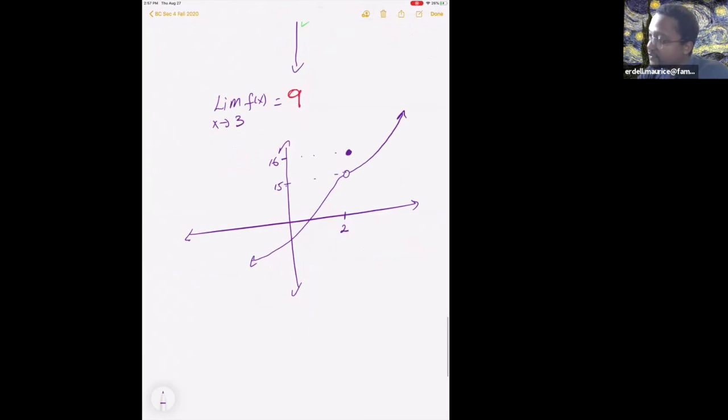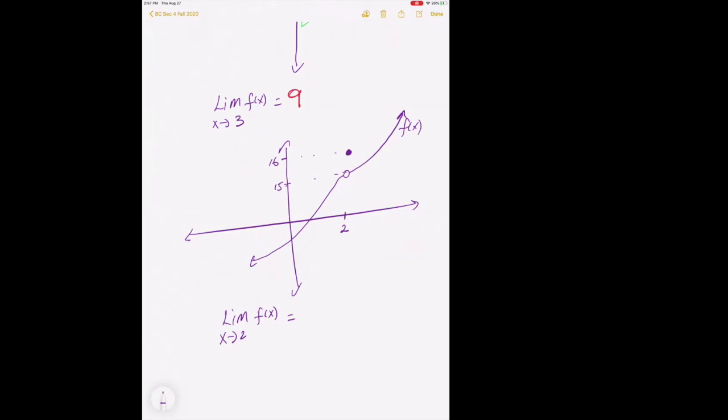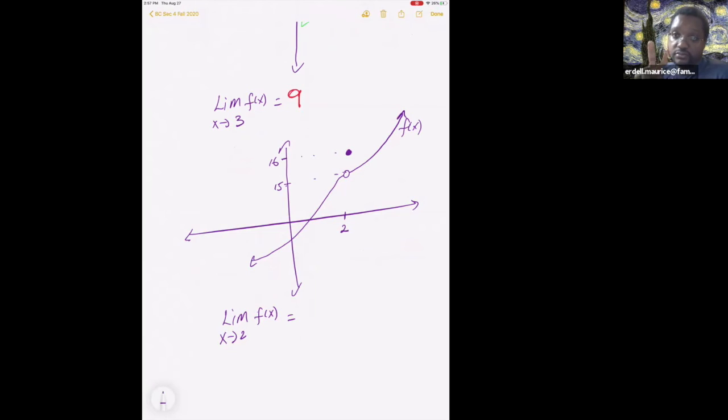Based upon the graph of this function, f of x, I ask you to find the limit as x approaches 2 of the function. Is the answer 15 or is the answer 16? Is it 15? I have one person saying 15. 15. 2 people.